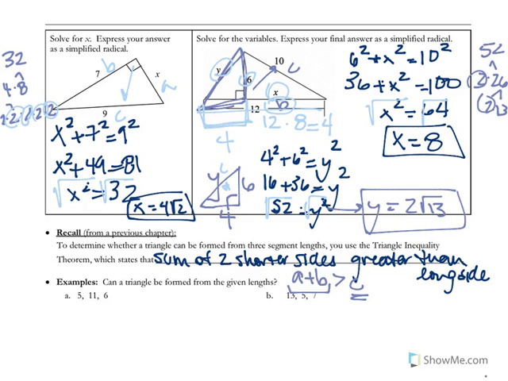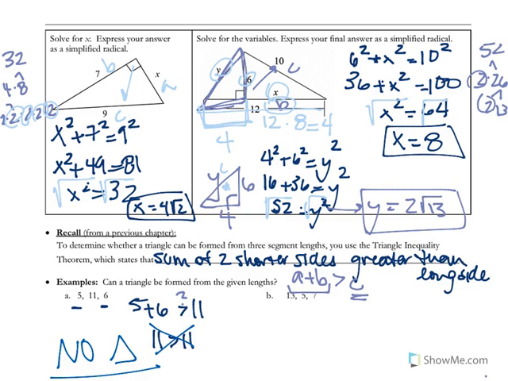So if I look down to example A, can these make a triangle? You don't get to just pick the first two and call it a day. You have to pick the two smaller ones, so 5 and 6 are smaller. So is 5 plus 6 greater than 11? I do a little question mark because I don't know if that's true yet. And then I do my math out, and 11 is not greater than 11. So I have to cross that out, and therefore there is no triangle.